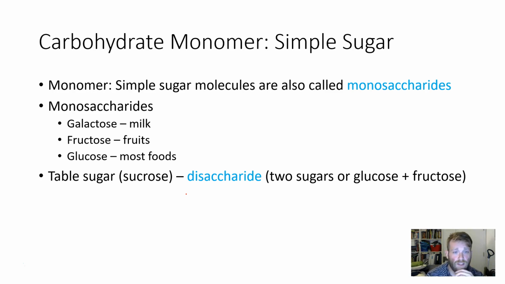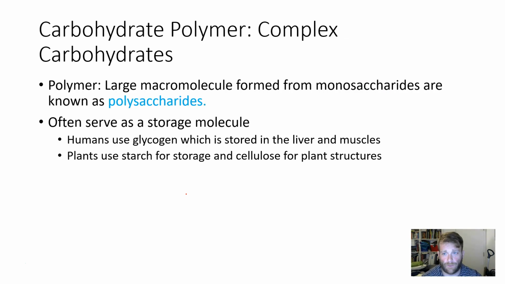Table sugar. So table sugar is a simple sugar in the sense that it's small, right? It's only made up of 2 monomers, which are glucose and fructose, so sucrose, table sugar. So we call it a disaccharide. So you have 2 monomers that go together in order to build a cellular molecule.